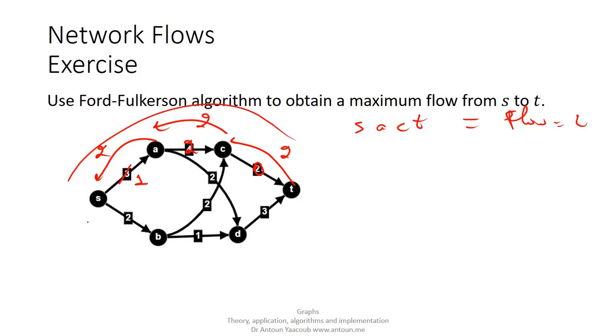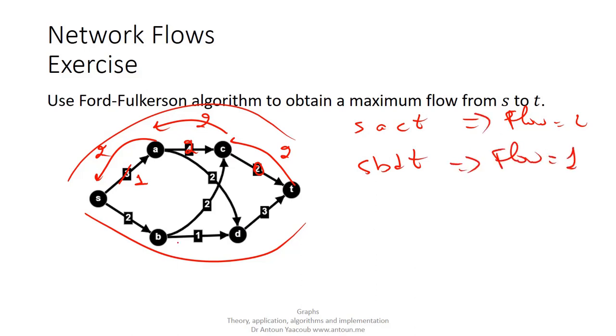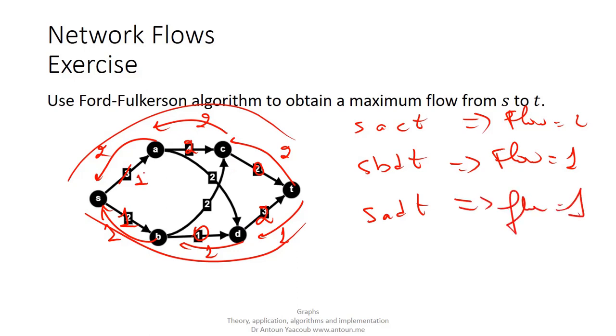Another augmenting path, I have S P D T. Here the flow is equal to 1 because this is the minimum. So I have here 0, 2, 1, and on my way back I have 1. Then I have S A D T. So I have 1, 2, 2. Obviously the flow is equal to 1, and I have here 0 because I have exhausted it. So the total is equal to 3.